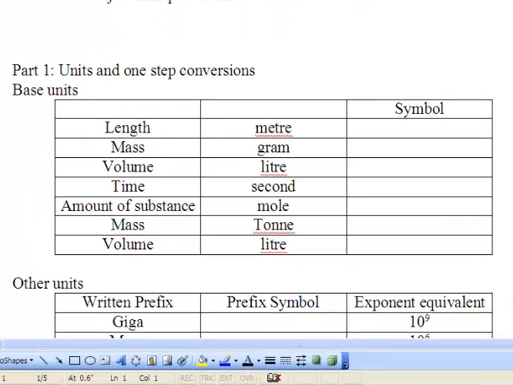So what we have is our base units here. For length we use a meter. For mass we use a gram in chemistry. For volume we use a liter, and for time we use a second. The amount of a substance we have is a mole. We'll be getting into that next chapter. And for a really big amount of mass, a ton, the symbol is T there. And then I've got volume again, which is a liter.